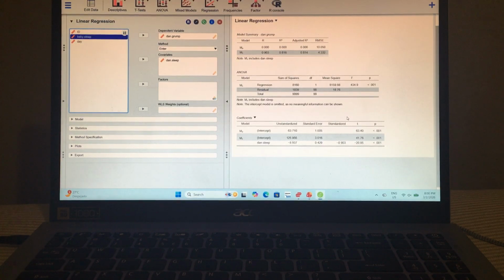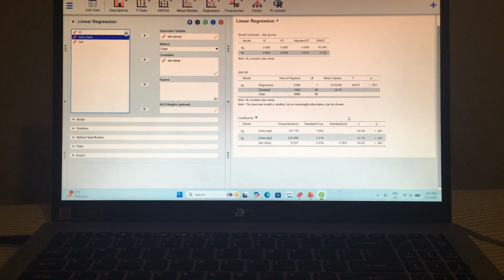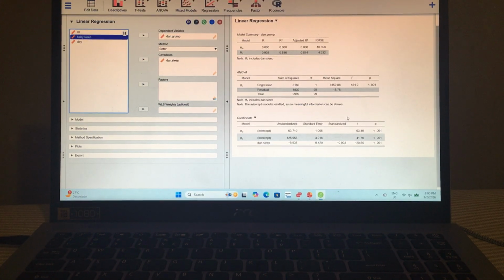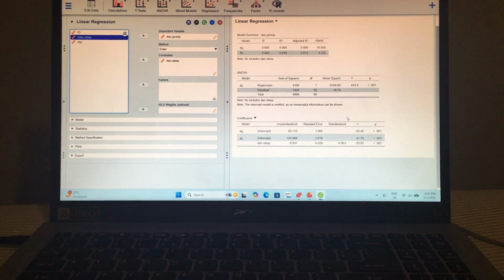All right, so then the numbers that we need to pull from the ANOVA table are the F-test statistic, its degrees of freedom, and the p-value. So in this case, the F-test statistic is 434.906 with 1 and 98 degrees of freedom. The p-value is very small at less than 0.001.